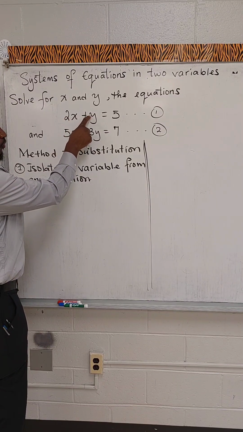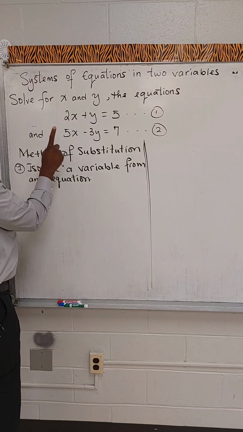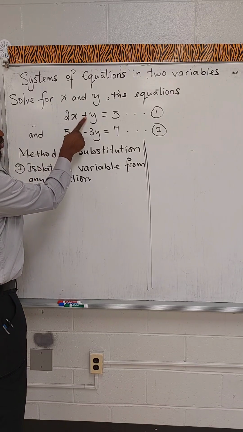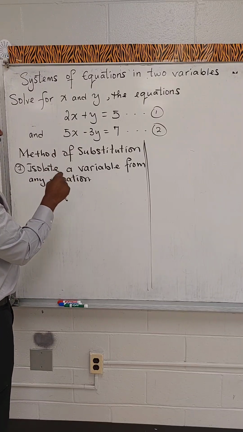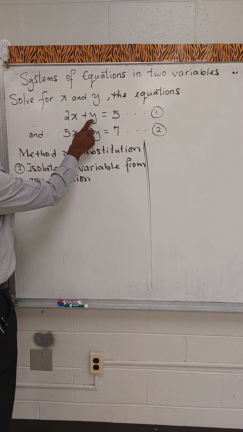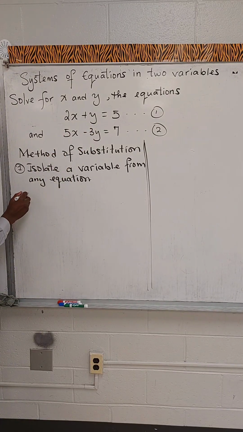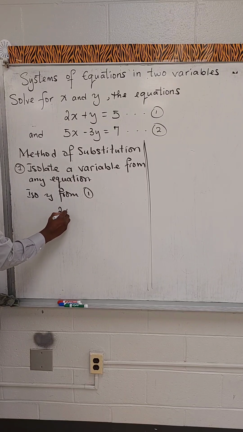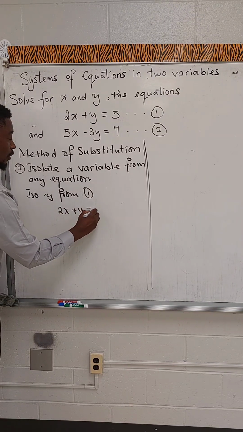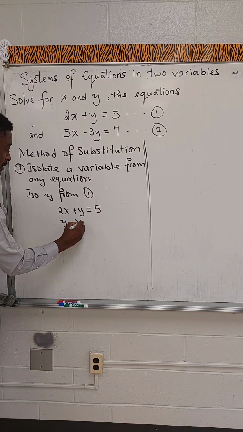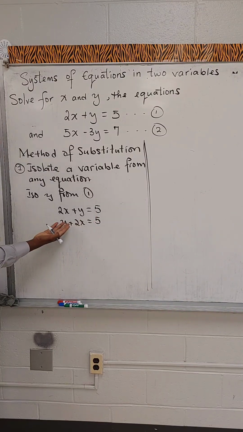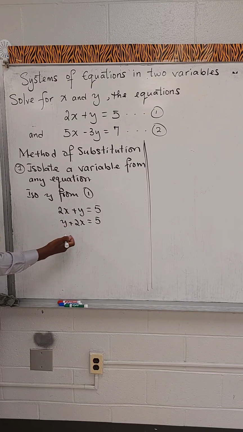So you want to go for the variable that has a coefficient of 1 to isolate it. Okay, when you identify a variable that has a coefficient of 1, isolate that variable. So we will isolate y from equation 1. So equation 1 says 2x plus y equals 5. We can write this as y plus 2x equals 5. It is the same thing. Addition is commutative. 2x plus y is the same as y plus 2x.